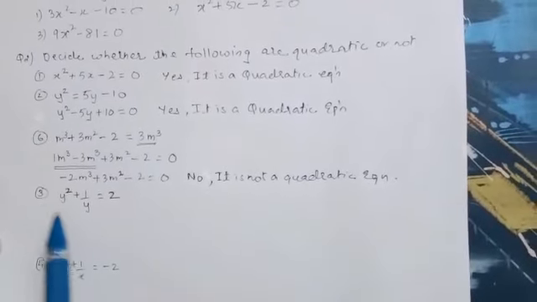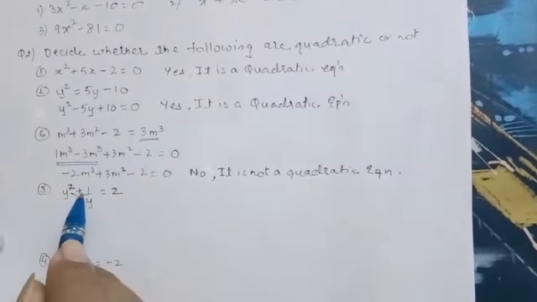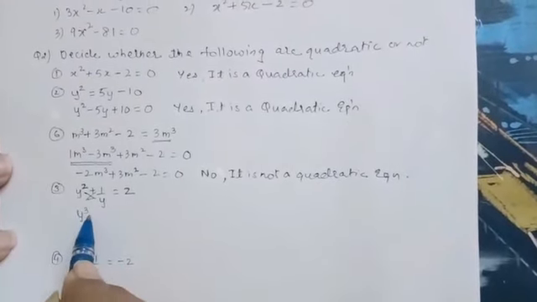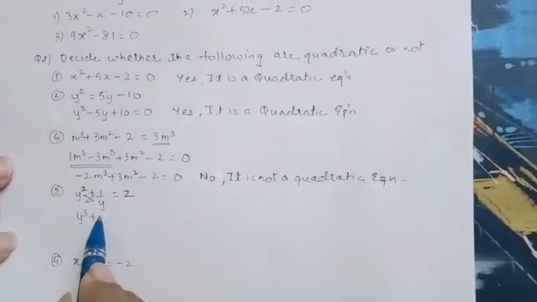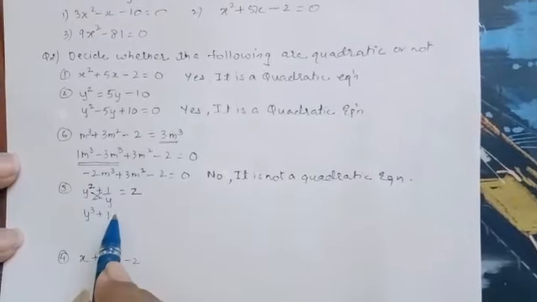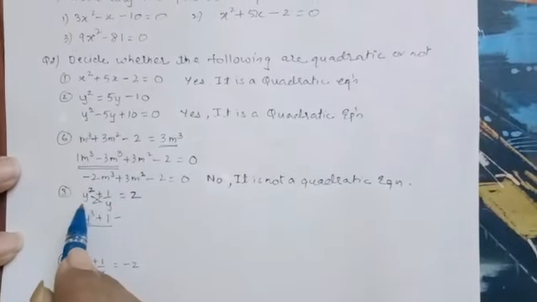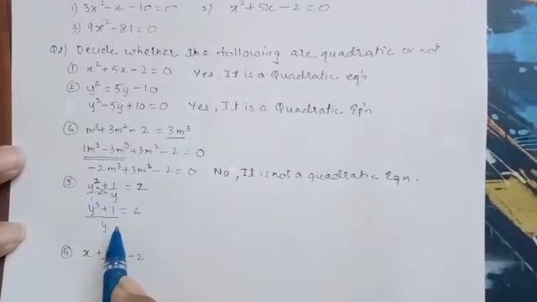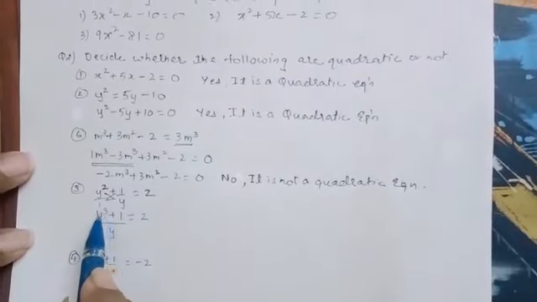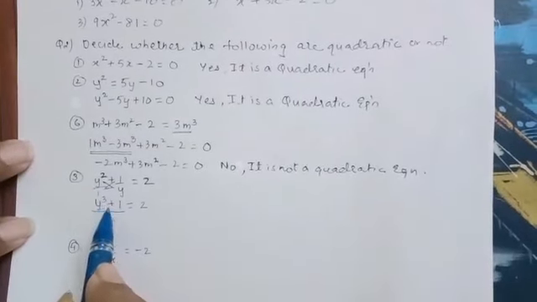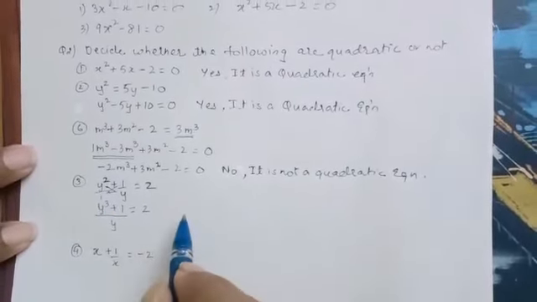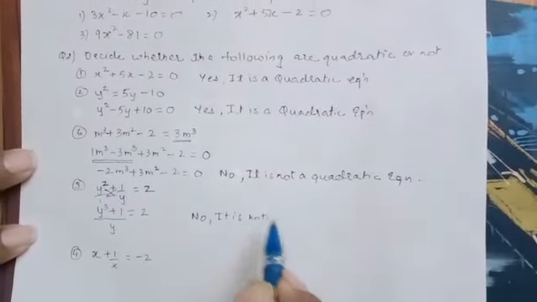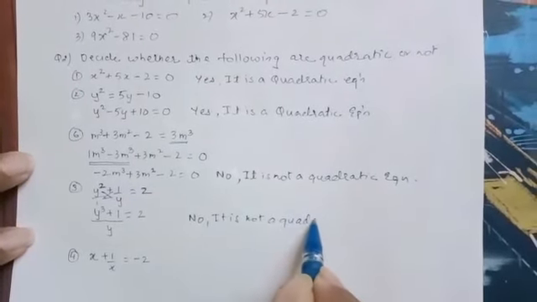Moving on to question number 3, if I cross multiply this, you can see that y square into y is y cube, plus 1, y into 1 upon y is 1, equal to 2. So we see that this has a highest degree 3, so no, it is not a quadratic equation.